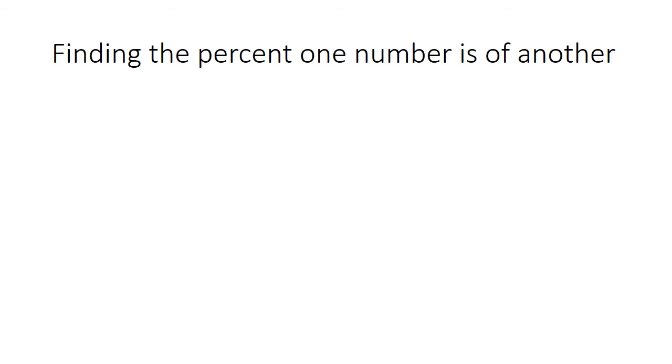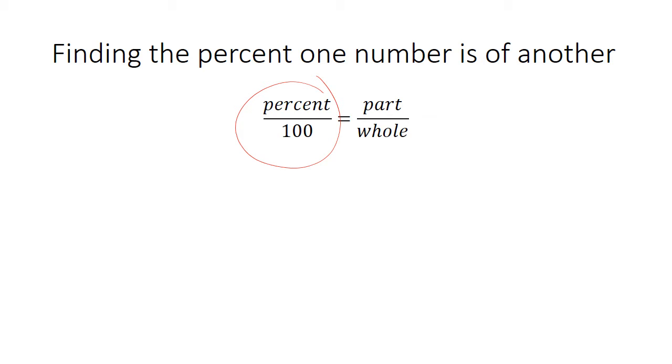So if we were trying to find the percent one number is of another, this would be the formula that you would always set it up in. You want your percentage over your 100 because those are related, they're going to go together. And then your part and your whole is an equivalent fraction, equivalent ratio. The part is always going to be the small number, and your whole is going to be your large number whenever you're setting it up.